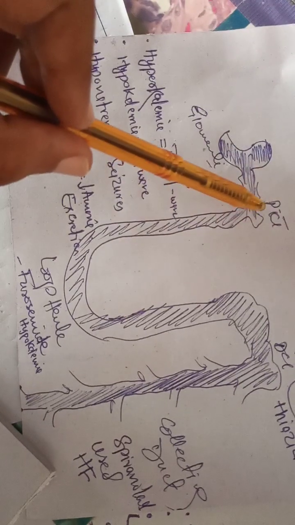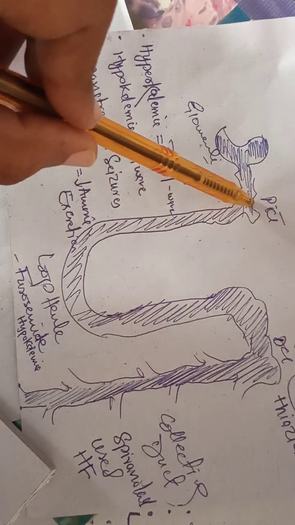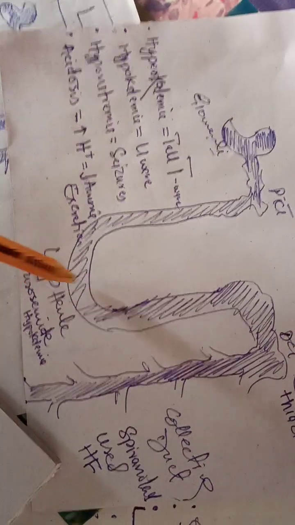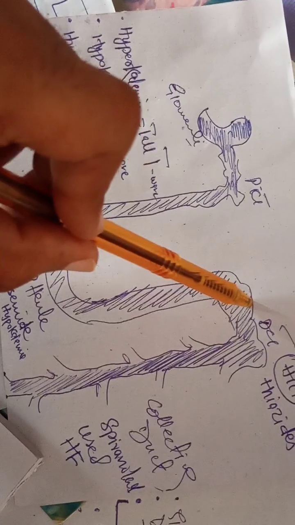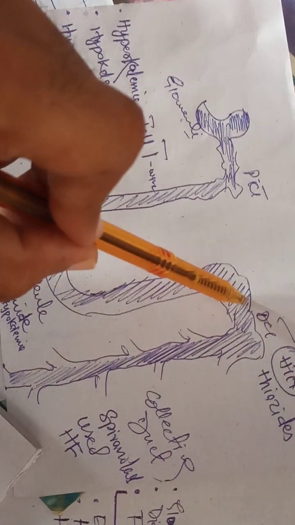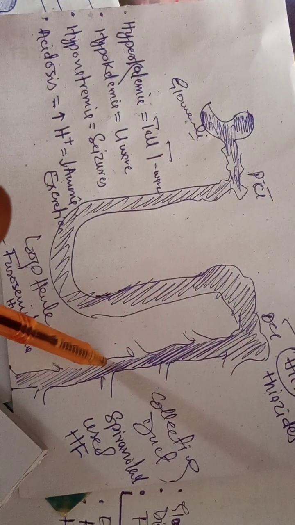From here, majority of reabsorption occurs of the ions, and then from loop of Henle, some other ions like sodium and potassium are reabsorbed, and from DCT, potassium and magnesium are reabsorbed. From collecting duct, majority of water is reabsorbed.